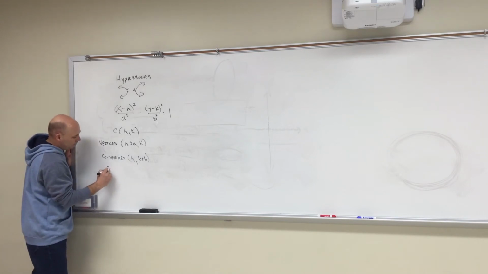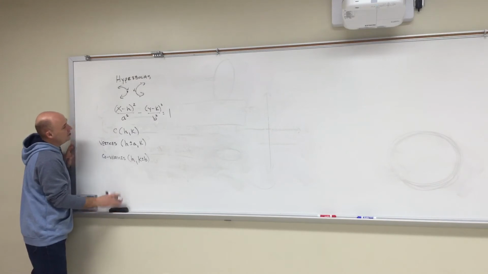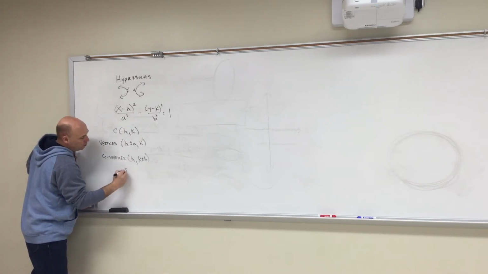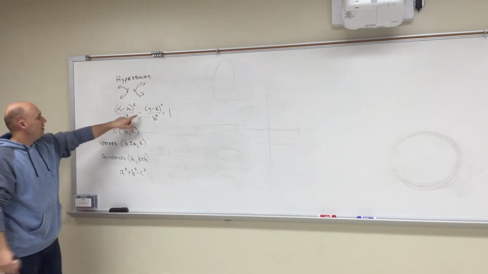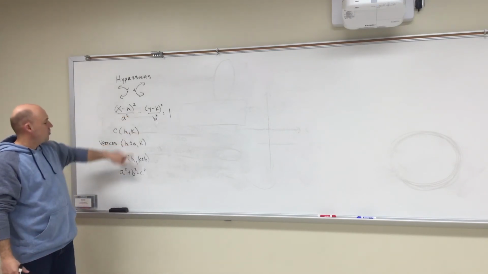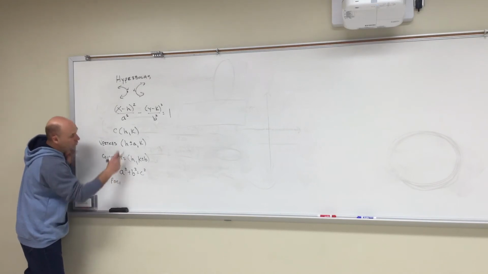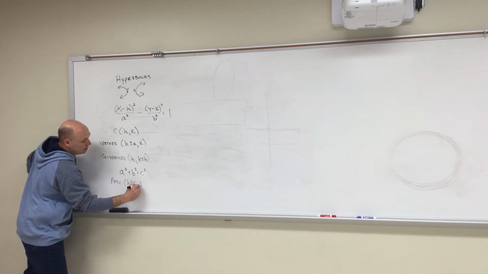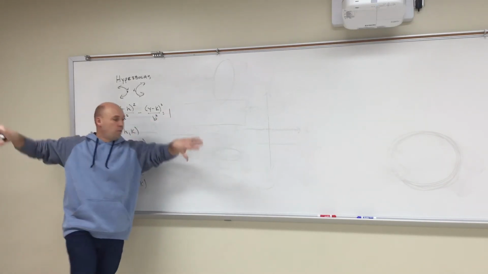Your foci, again, would follow your c rule. So let me do the c rule first. Since this is subtraction, to find c, we're going to do a squared plus b squared equals c squared. If you remember, with an ellipse this was addition, so this was subtraction. Vice versa: this is subtraction, so this is an addition. My foci, again, will follow my vertices' value, so it would be h plus or minus c, k. That's for a hyperbola that is going left and right.